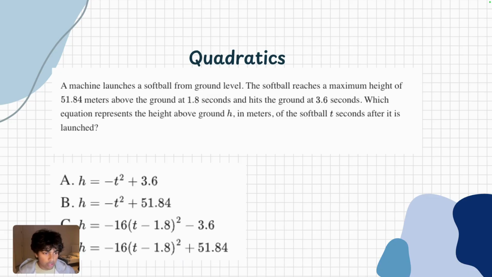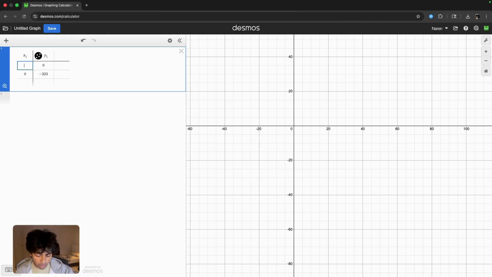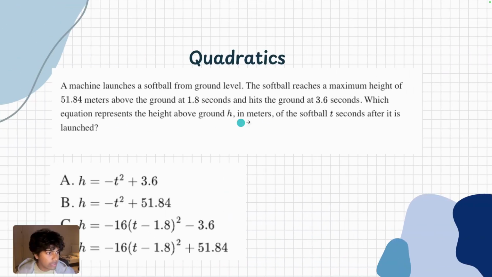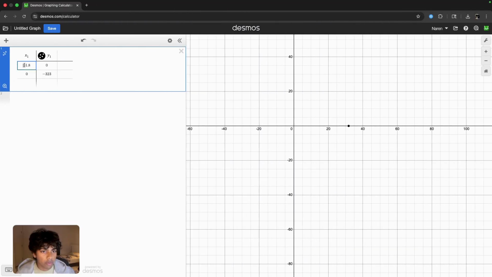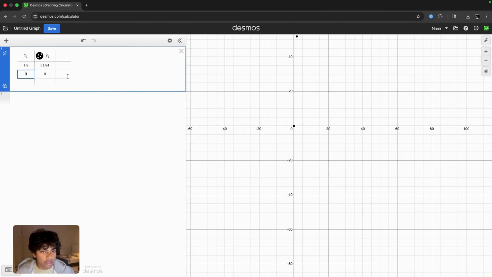What we would do here is you would come to Desmos and you would put in your 2 points, 1.8, 51.84, and then you're reaching 0 after 3.6 seconds. And it started from ground level, so another 0 at t equals 0. Now that we have our 3 points, we can do a regression.